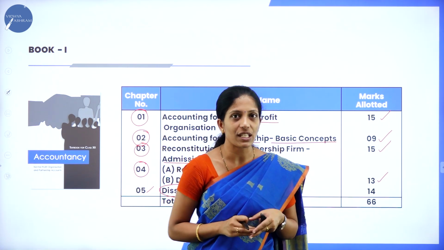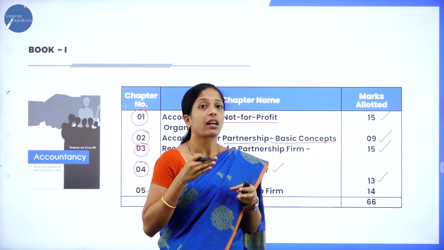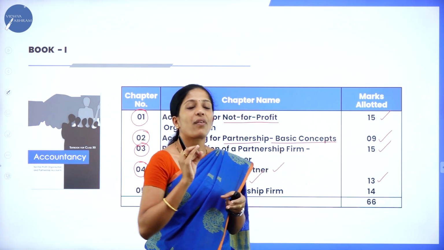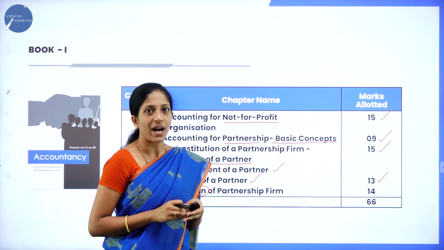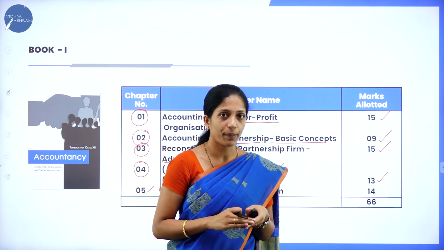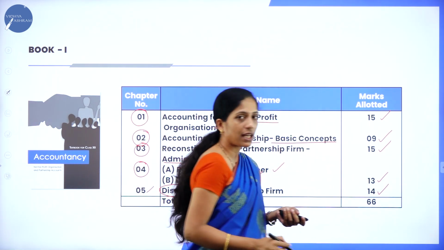Then what are the accounts that have to be prepared? How do we settle the partners? How are the accounts of the partners to be settled? Here also, this is a very important chapter where you are going to learn about dissolution of a partnership firm. That is, when the firm closes, what are the accounts that have to be prepared, and the total weightage of this chapter is 14 marks.